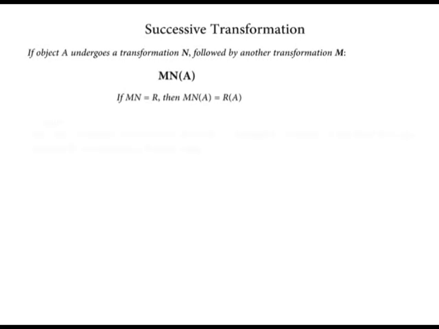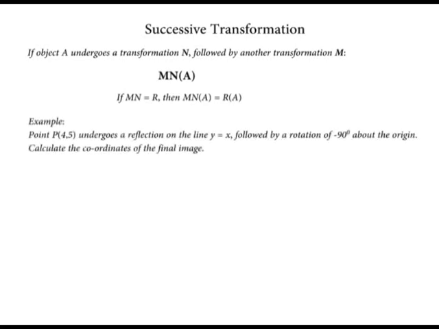For example, a point P with coordinates (4, 5) undergoes a reflection on the line y is equal to x, followed by a rotation of negative 90 degrees about the origin. Find the coordinates of the final image. First is reflection followed by rotation. So we can represent that as TFP, where T is rotation and F is reflection.